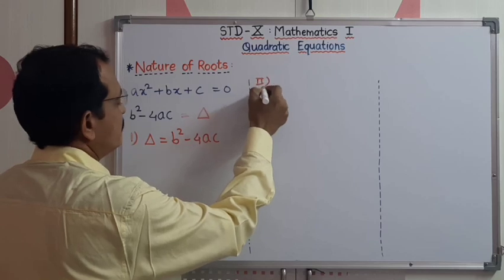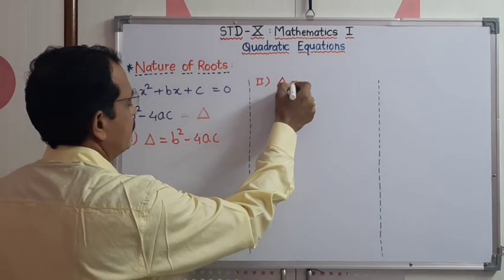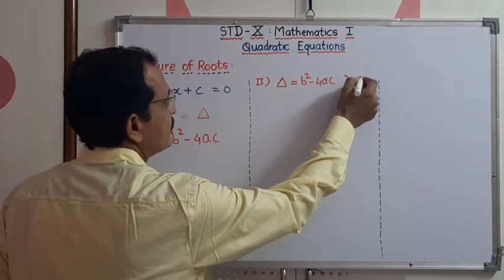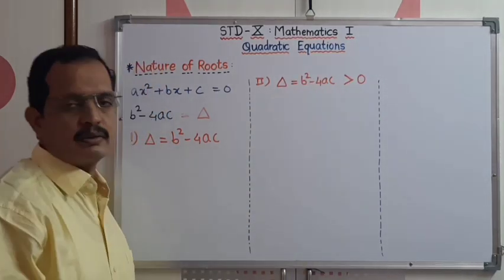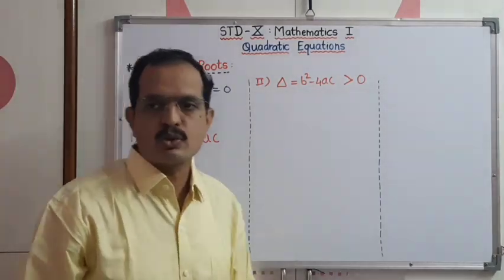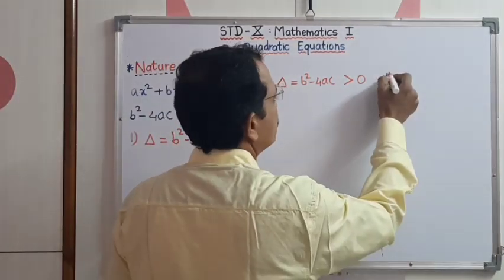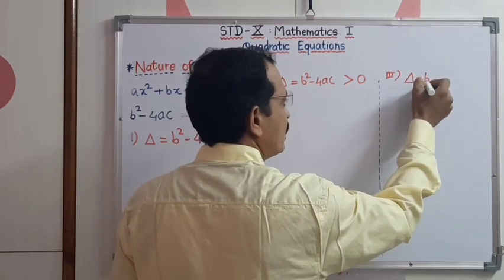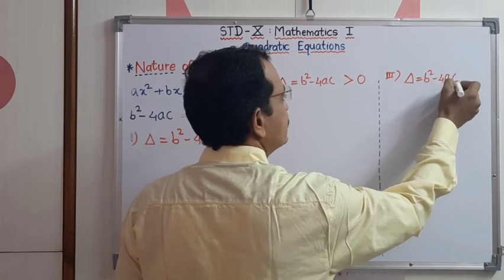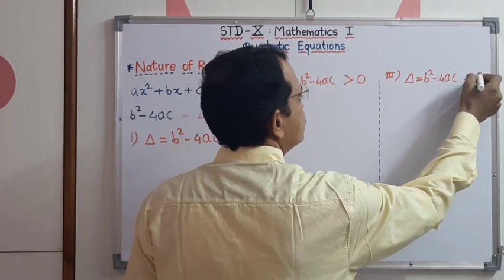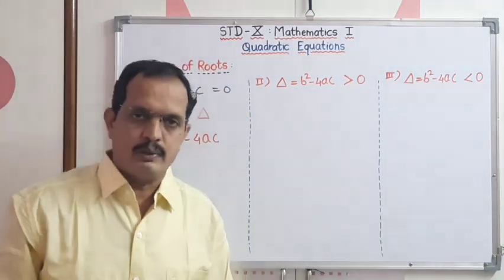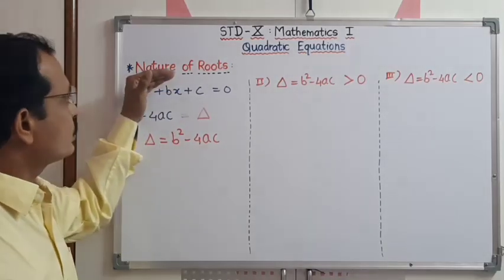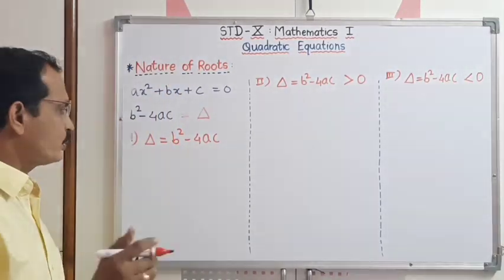The second possibility is that delta, which is equal to b square minus 4ac, is greater than 0, that means we get a positive value for b square minus 4ac. And the third condition is that the value of delta, that means the value of b square minus 4ac, is less than 0, that means a negative value. Now depending upon this, we have to see how the roots are.